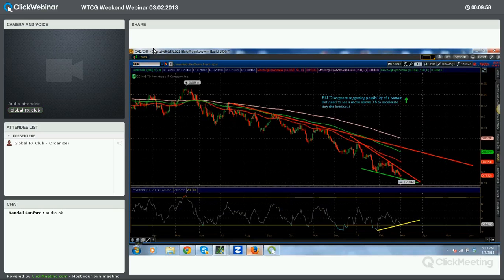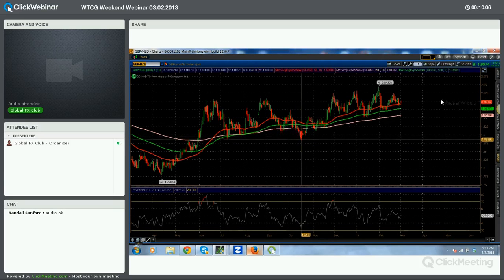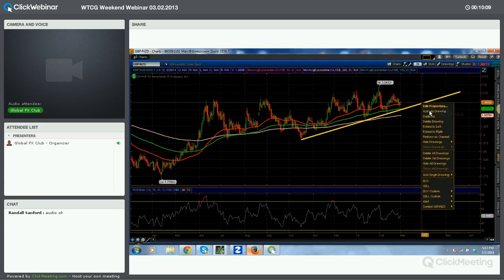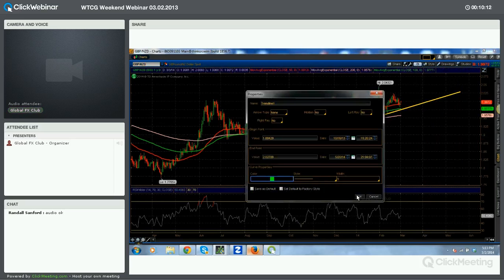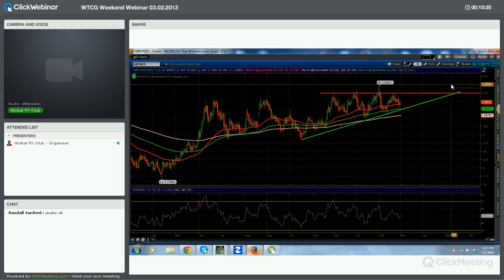Other pairs. Pound Kiwi. Nothing particularly noteworthy, I don't think, on Pound Kiwi. I would be watching this ascending trend line, and then this area right here is kind of the resistance level. So another potential ascending triangle going on. I'm not really keen on playing it until I get a break in either direction. I might be tempted to nibble on some longs at about 198, but most likely not. These pairs, not a huge fan of lately.